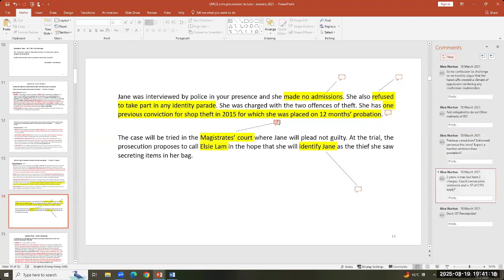So we need to be thinking about 2 years as the maximum sentence. But remember what we flagged earlier about there being 2 charges of shop theft. And remember this provision in section 57 of the magistrate's ordinance that allows for a magistrate, when imposing consecutive sentences for 2 convictions, to extend the jurisdiction to 3 years. Okay, so it is possible that she could have a sentence of 3 years imposed on her if she's convicted of the 2 offenses of shop theft, if those sentences are imposed consecutively.